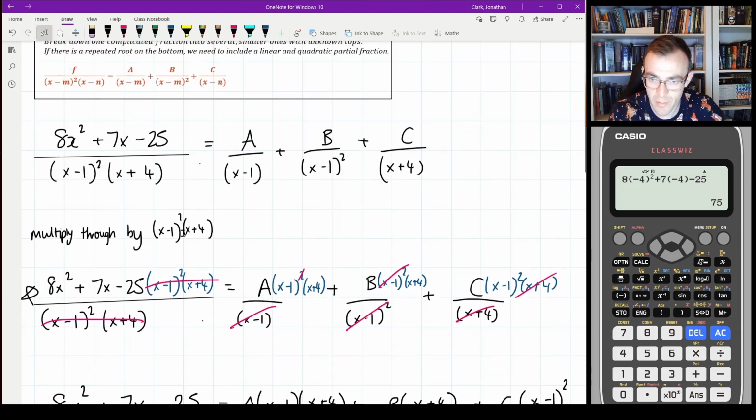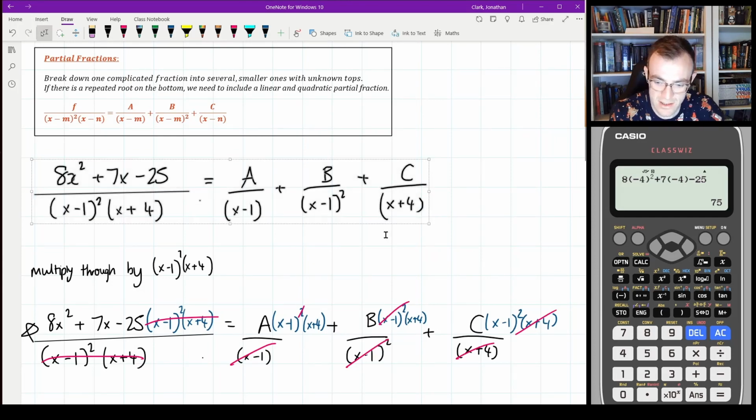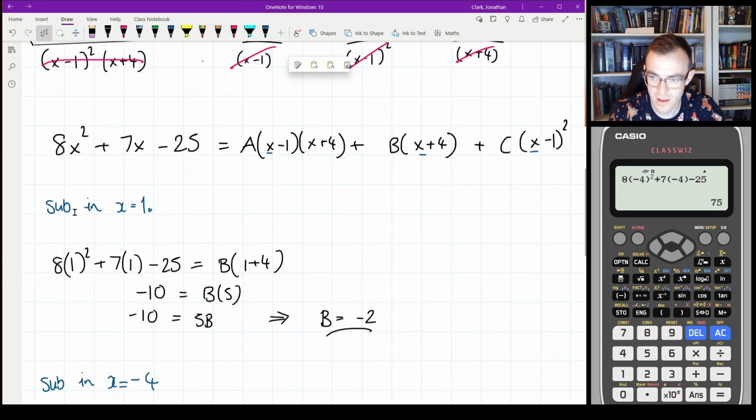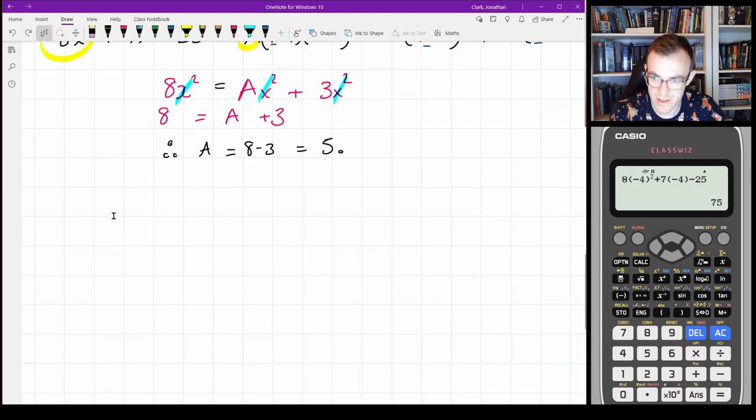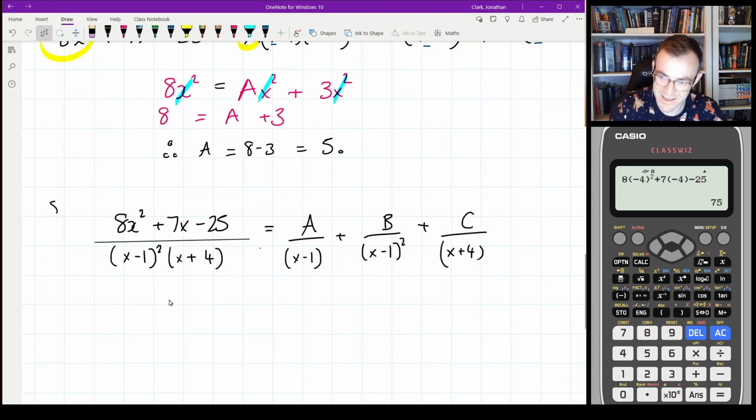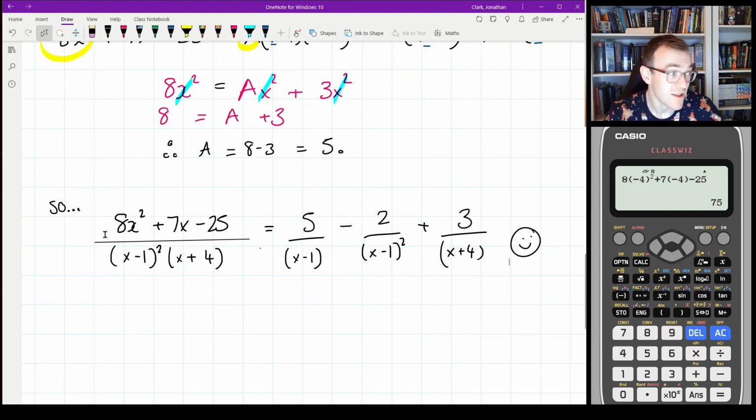So bit more copying and pasting actually. Let's take that original statement. Oh, I didn't copy and paste where I wanted it to. There we go. So I worked out that A was 5, C was 3, and B was -2. Cool. That's part A.